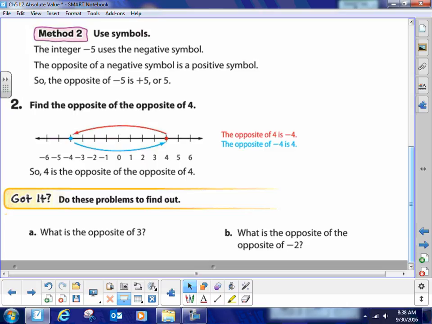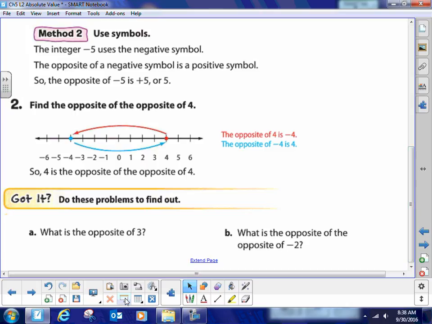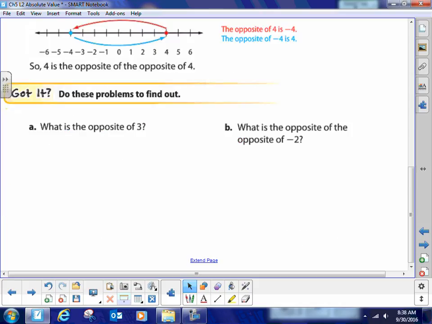All right. This is going to be a very simple way of doing this. I just change the sign. What is the opposite of 3? Since there's no positive sign, that means it's positive, so the opposite of 3 is -3. What is the opposite of -2? We already determined that the opposite of the opposite is the same. So what is the same as -2? -2. Okay, not a big, heavy concept to wrap your head around.